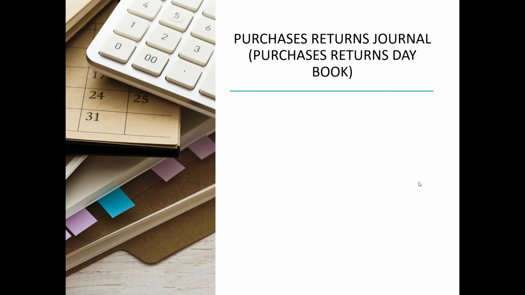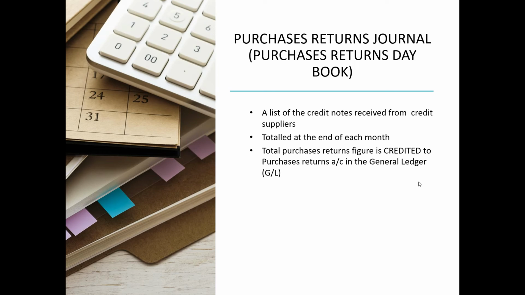Okay, so purchase returns journal. I'm sure you can guess how this one works. It's a list of the credit notes that we've received from credit suppliers. Again, it's going to be totaled at the end of each month, and the total purchase returns figure gets credited to the purchase returns account in the general ledger. It's the opposite of purchases. Purchases is always a debit. Purchase returns, when we send goods back, is always going to be a credit to reduce that purchases figure. And then each individual credit note is going to be debited to each individual supplier account within the purchase ledger.